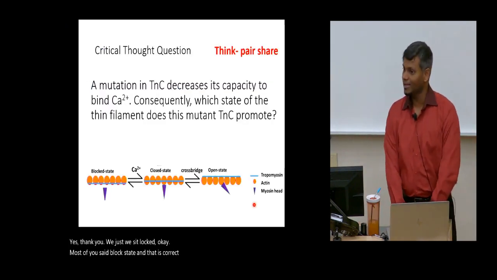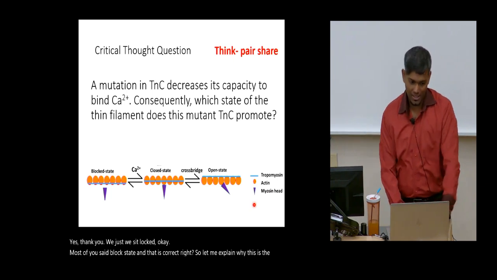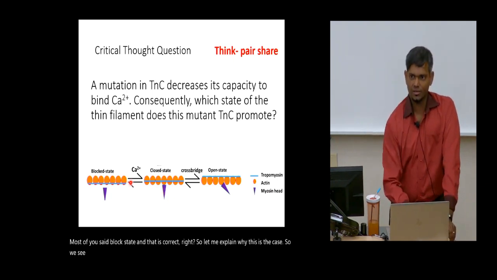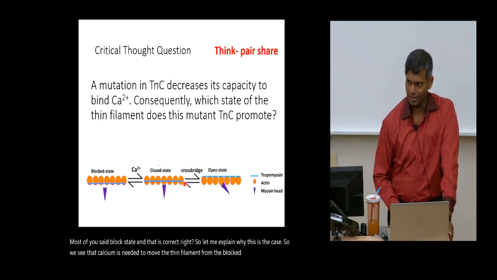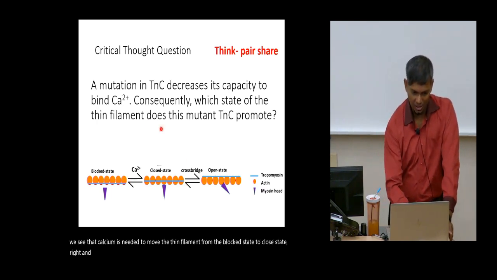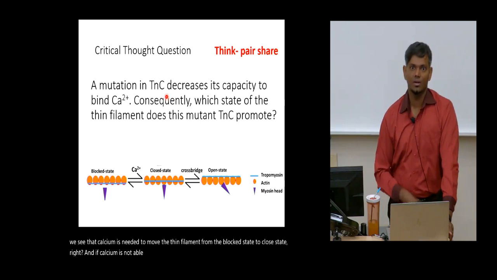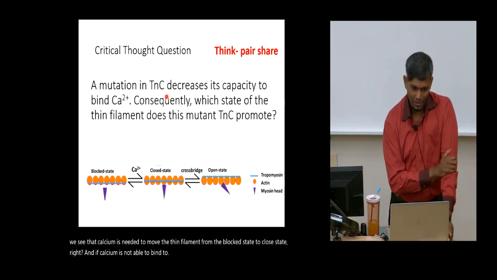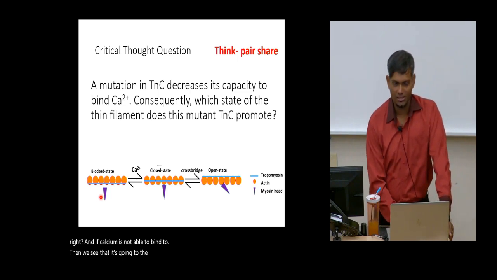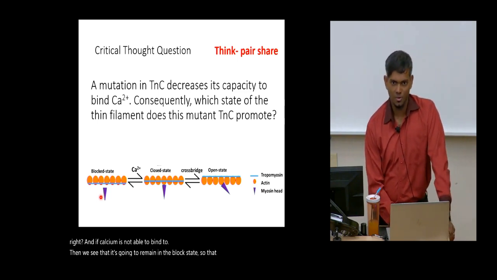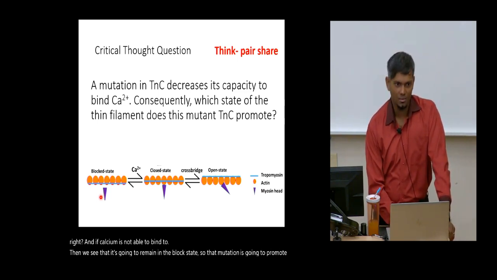So let me explain why this is the case. We see that calcium is needed to move the thin filament from the blocked state to the closed state, right? And if calcium is not able to bind to troponin C, then the thin filament will remain in the blocked state. So that mutation is going to promote the thin filament being in the blocked state.